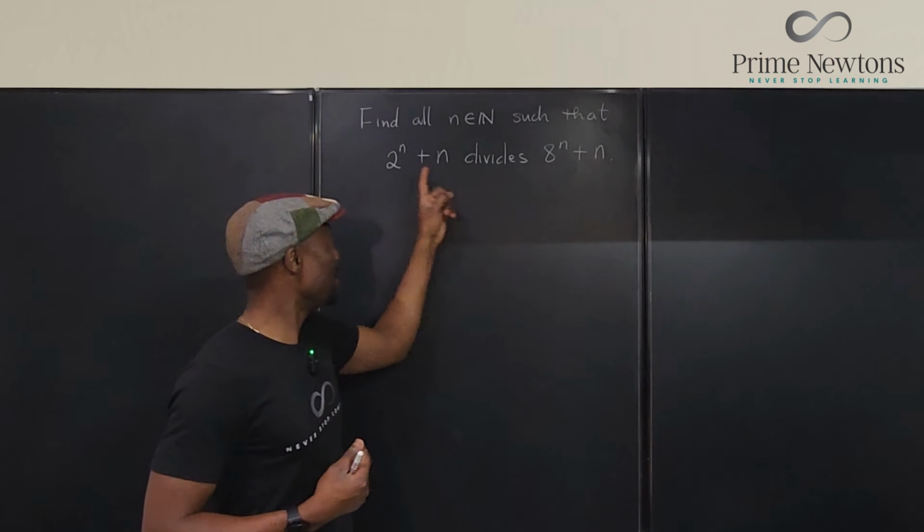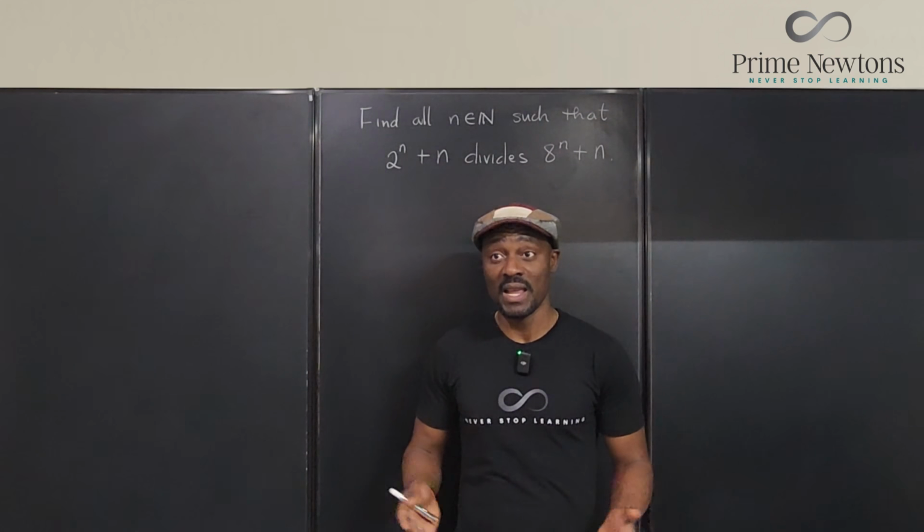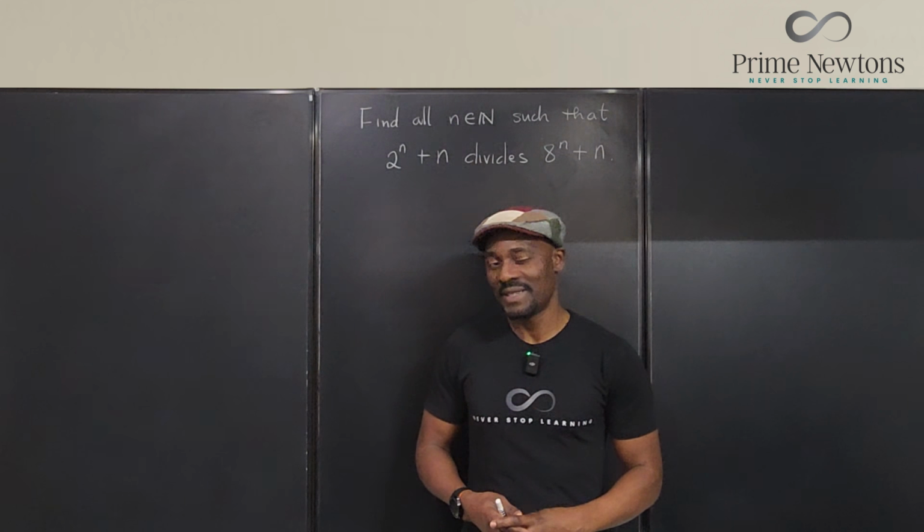8 to the n is the cube of 2 to the n. But that's all I know. So I better find another way of representing this so I can make some comparison and at least make some guesses. Let's get into the video.